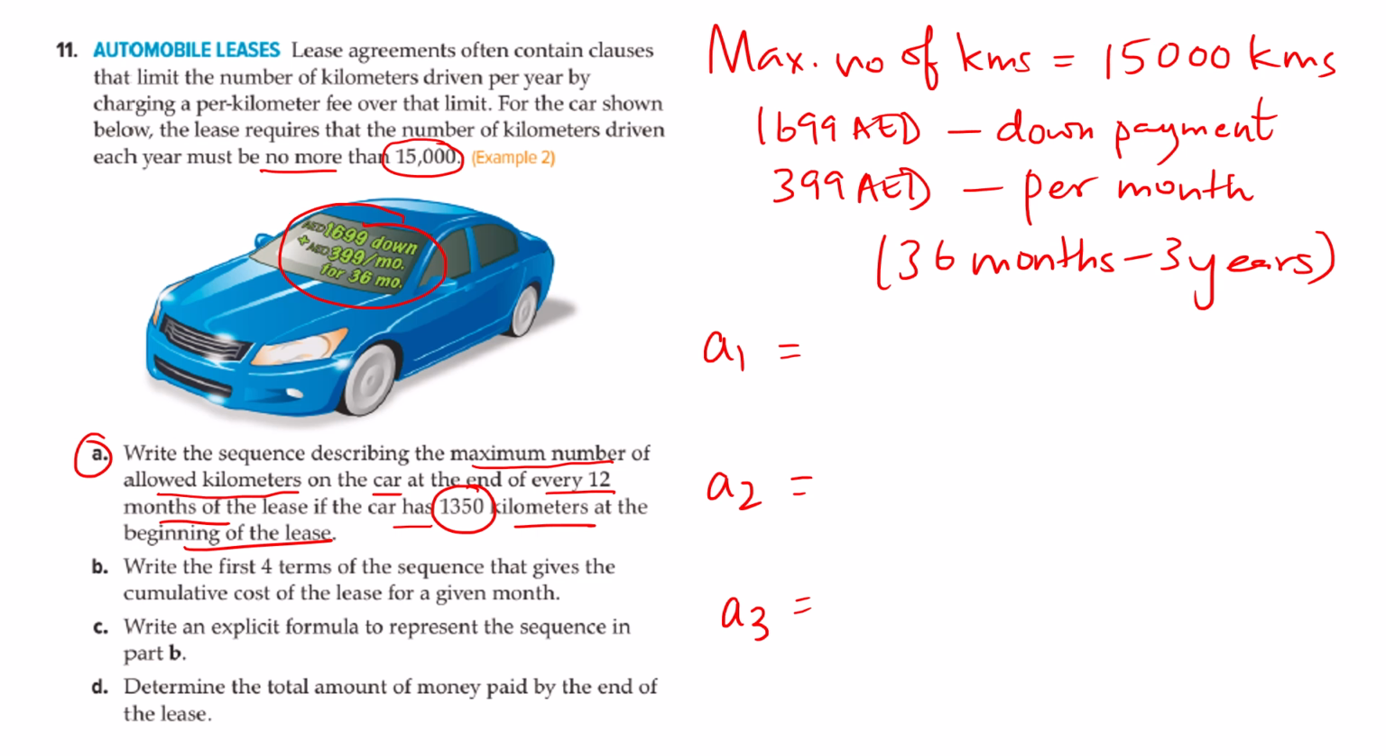So at the end of year 1, which is 12 months, 1350 plus 15,000. So this is how much? 16350. Okay, I repeat quickly because there was some noise disturbance. A1 is the maximum number of kilometers allowed after the end of year 1. There is 1350 kilometers at the beginning, and then the limit is 15,000. So A1, A2, A3 basically denote the maximum number of kilometers which are allowed.